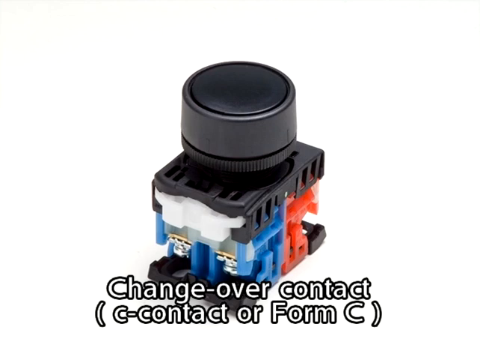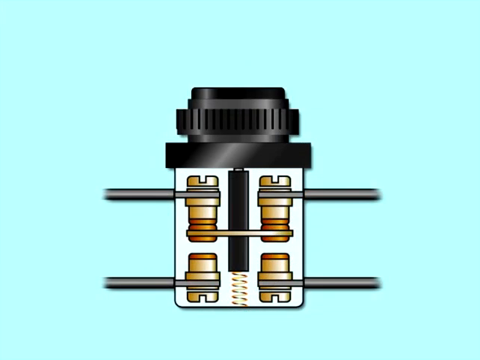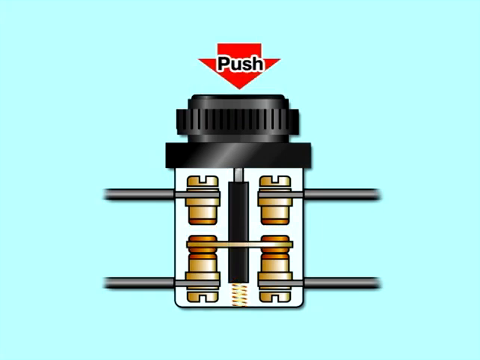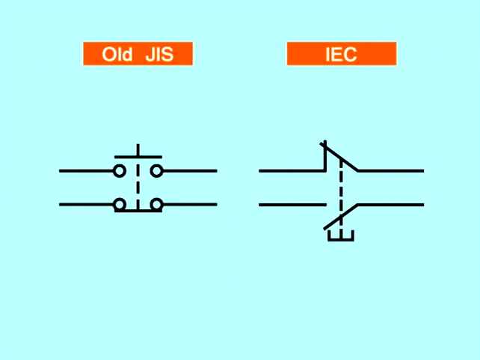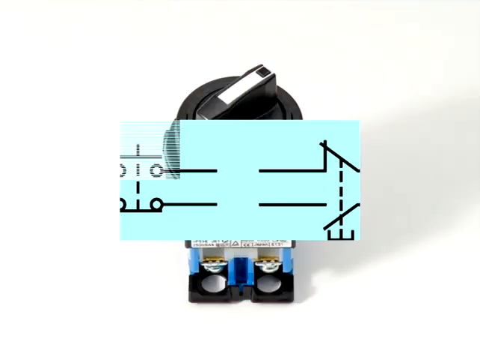Changeover contact is also known as C contact or form C. C contact combines the features of A contact and B contact. Prior to operation, A contact is off and B contact is on. When the switch is operated, A contact turns on and simultaneously B contact turns off. The A contactor closes and B contactor opens when the C contact push button switch is pressed, and they return to their original states when the button is no longer being pressed. Shown here is a turnover switch, a C contact with residual function.